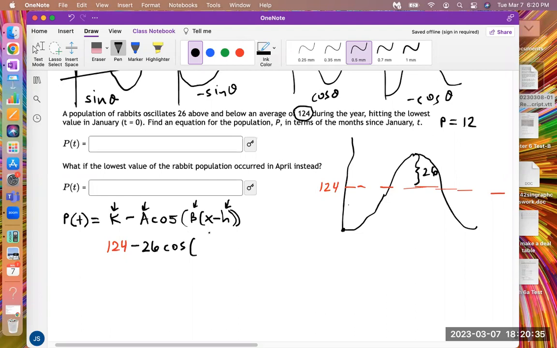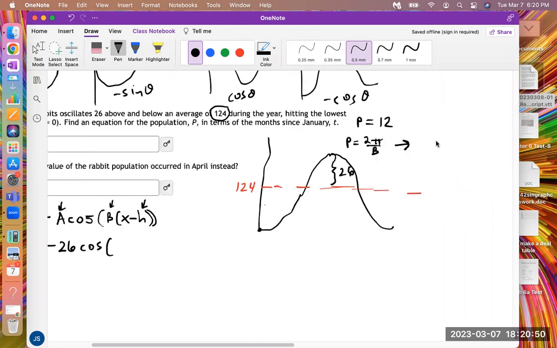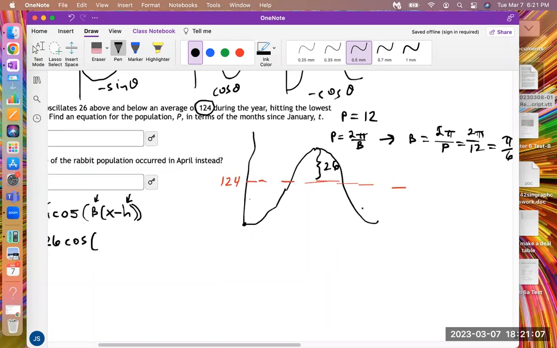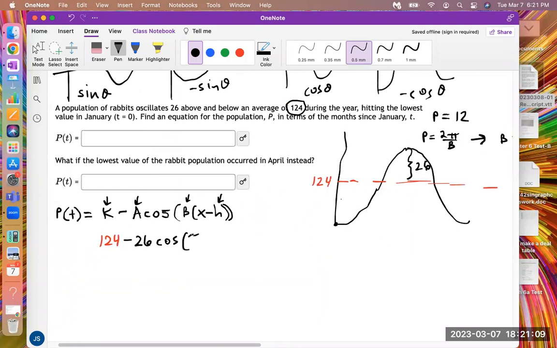If I do that, then I need to find b from the period using the equation: the period equals 2 pi over b. That's what I remember. I can flip that and say that b is equal to 2 pi over the period. The period we just said was 12, so that reduces to pi over 6. So b is pi over 6.